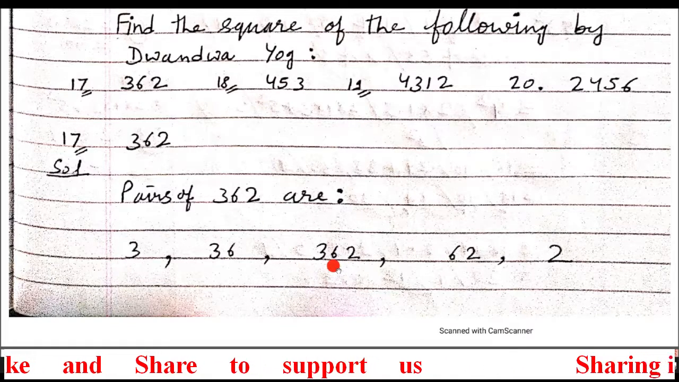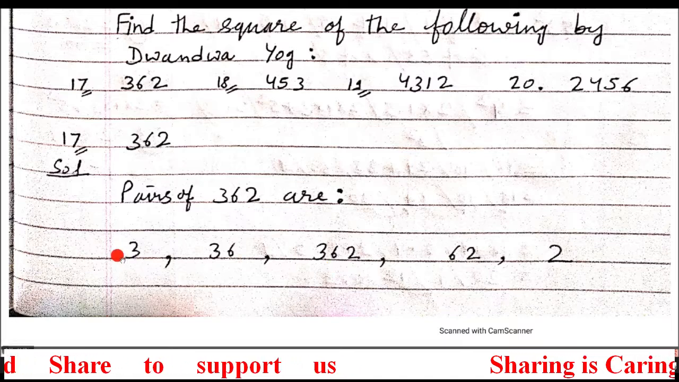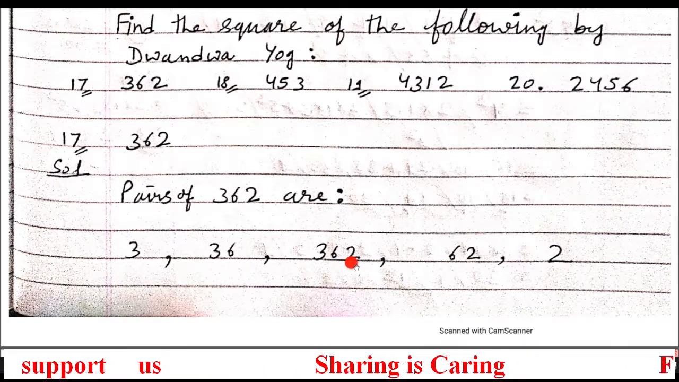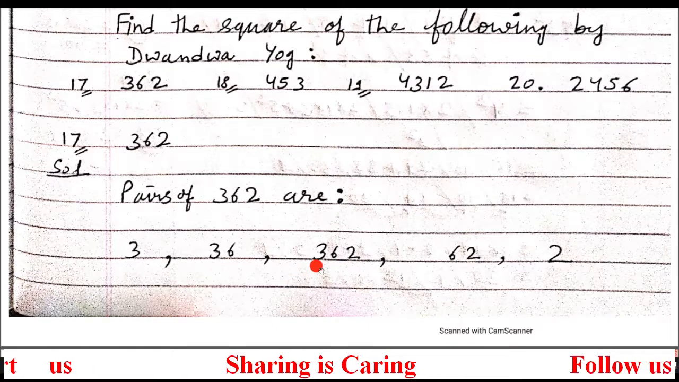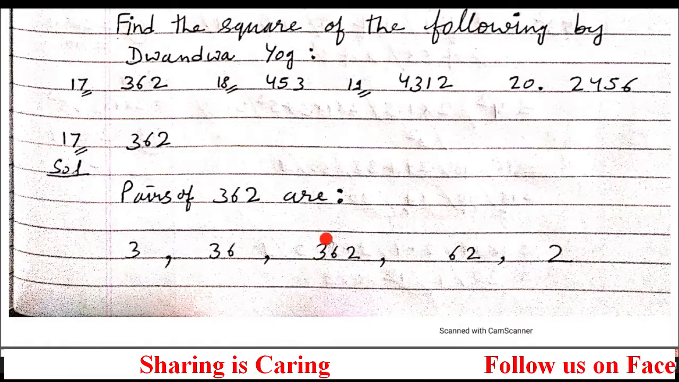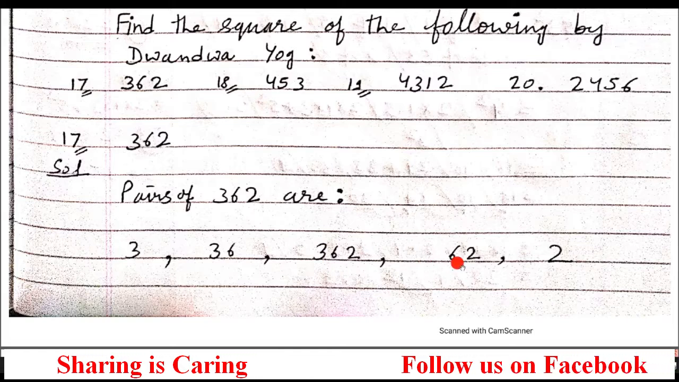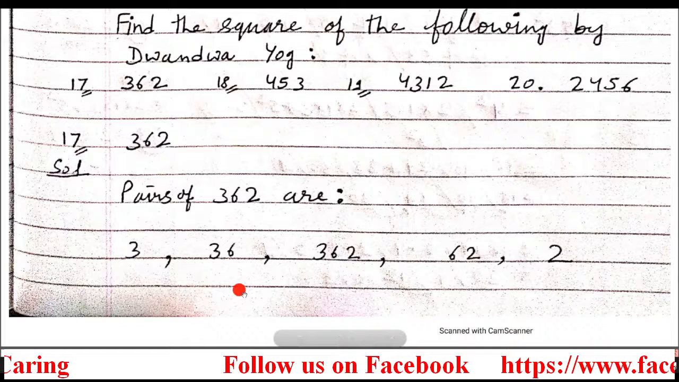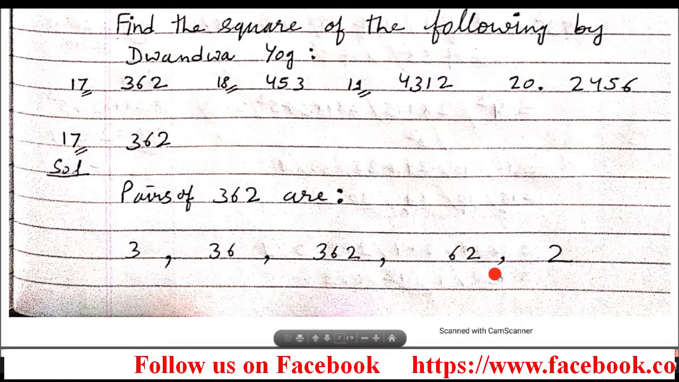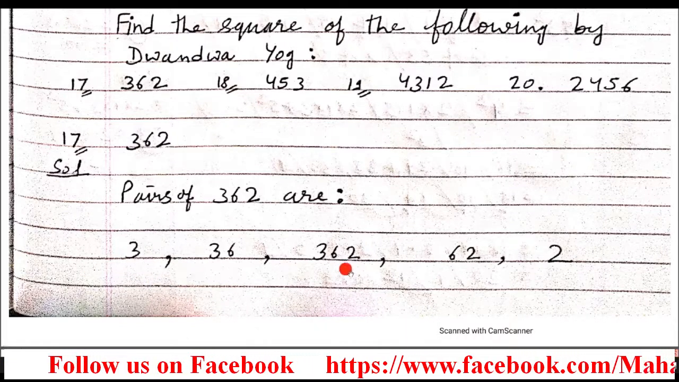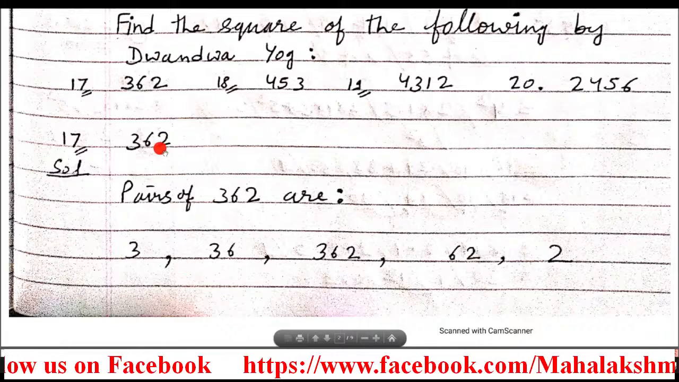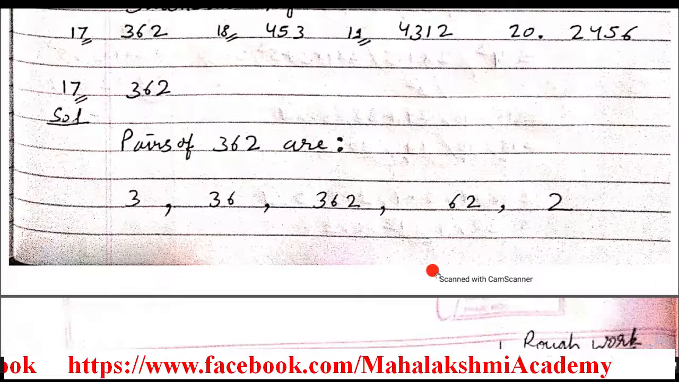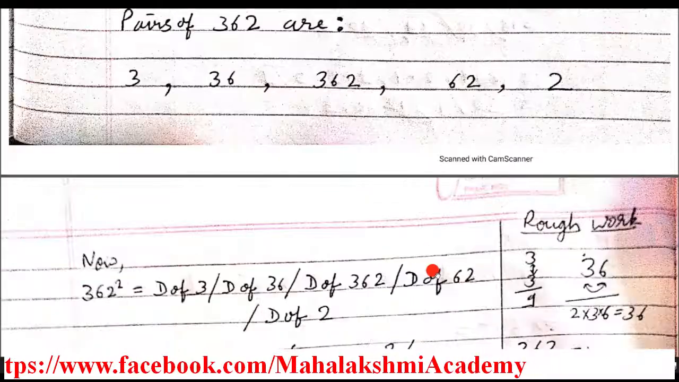Then start to reduce. Since we started to include from 3, when you do the reduction, you should start to reduce from the included number first, that is from 3. First remove 3, that will give you 62. Then remove 6, that will give you only 2. So these 5 are our pairs. Now we'll find the square of 362 by finding the dvandva of these digits. So we'll see the process.